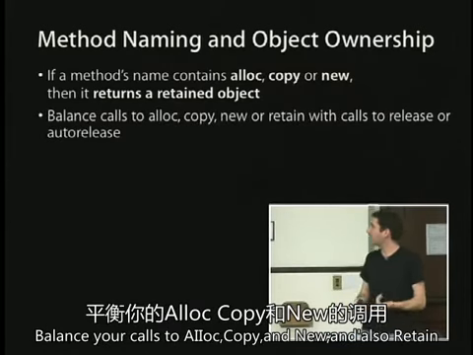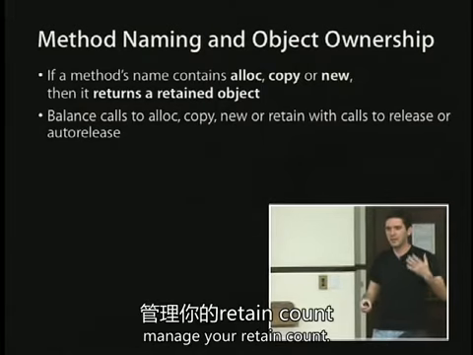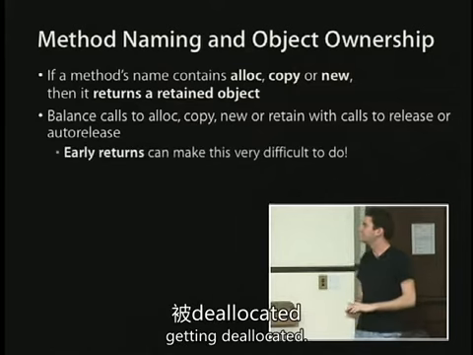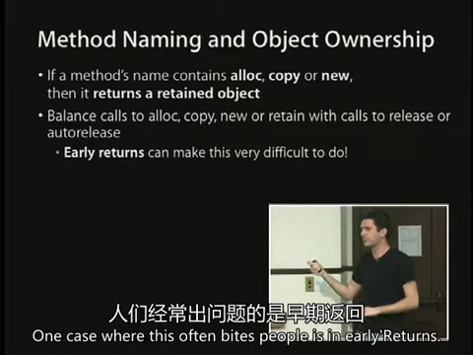Balance your copies to alloc, copy, and new, and also retain with calls to release. Basically, just manage your retain count. Make sure that they always go down to 0 when you think they do, and that your objects are actually getting deallocated. One case where this often bites people is in early returns.